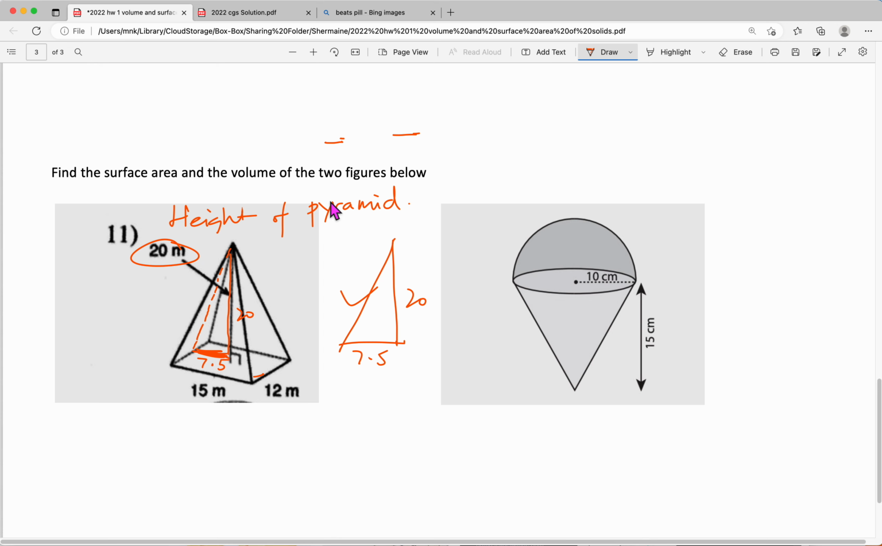Then what about the front? The front is this one, right? The height is here, right? So the height of the triangle is formed by this one, which is half of 12, so it's 6. This one is 20. So you need to take out again. This will give you the height of the triangle. The front and the back is the same. So you need to redo this one for the surface. So next time when you see the height, you need to quickly write down height of what?